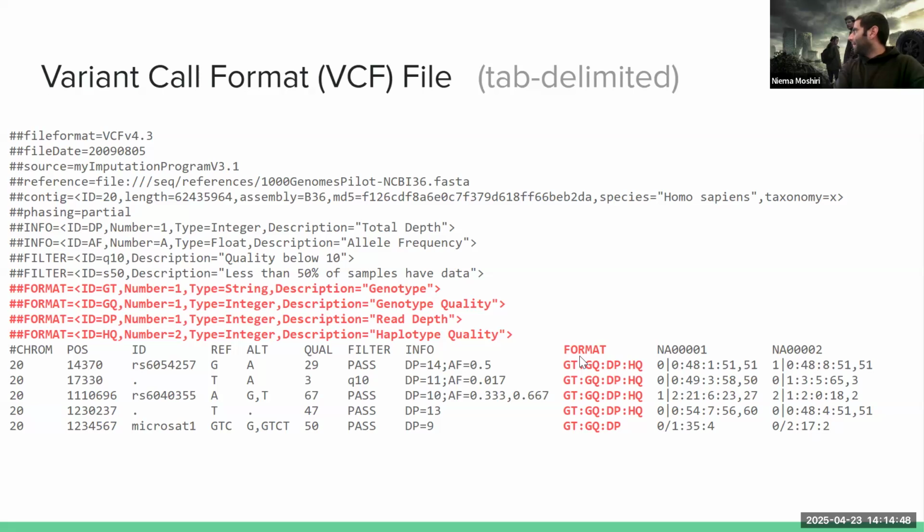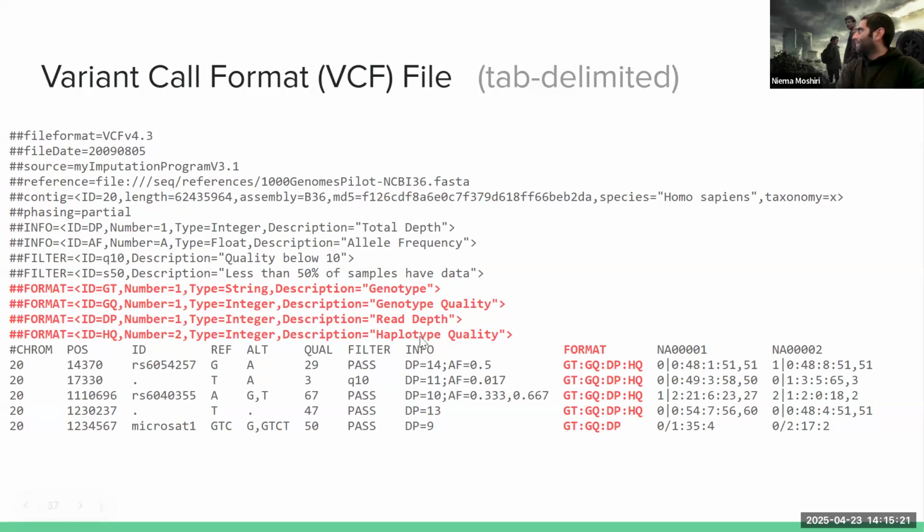You'll notice it's a bunch of 2-letter symbols separated by colons. So basically each of our samples is going to be in this exact format, where it's going to first be this GT entry, followed by a colon, followed by the GQ entry, followed by a colon, followed by DP, colon, HQ. And what those metadata values mean is described here. So GT is the genotype, GQ is the genotype quality, some quality score of how confident we are that this sample has that specific genotype.